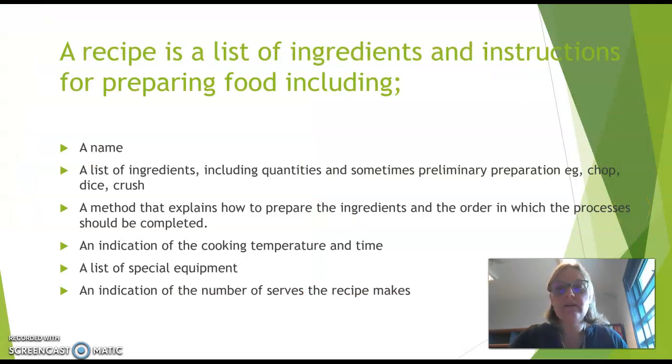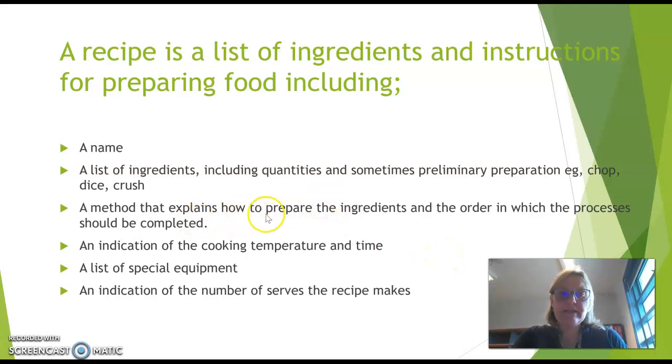So a recipe is a list of ingredients and instructions for preparing food, including a name. So it's always got a title. Then there's usually a list of ingredients, including quantities. And sometimes there's preliminary preparation instructions, like one onion finely chopped, one carrot finely diced, or one clove of garlic crushed. So they're just little things to do before you get too far into the actual cooking stage, and that way they're not explaining it in the method.